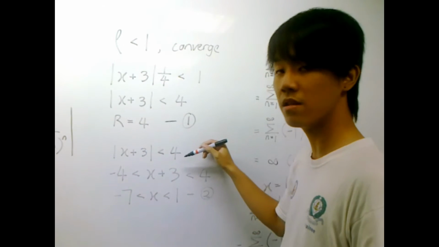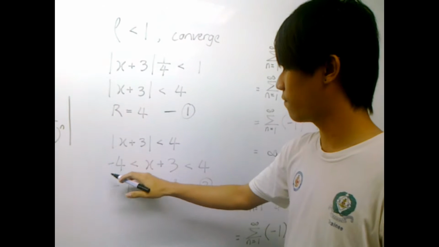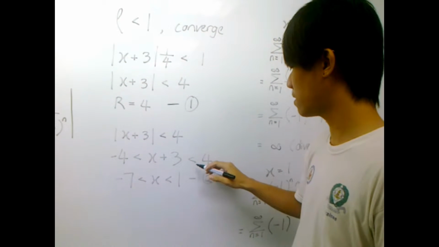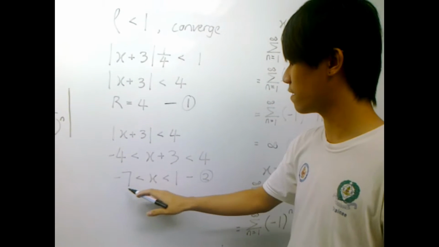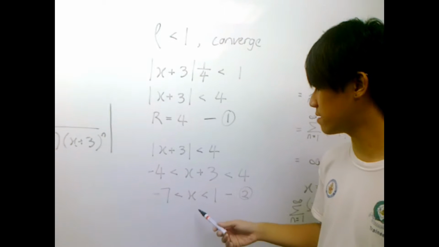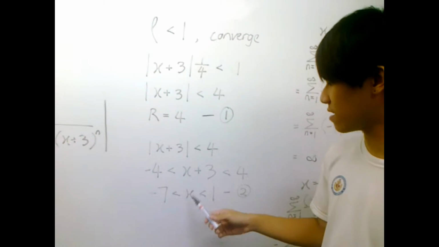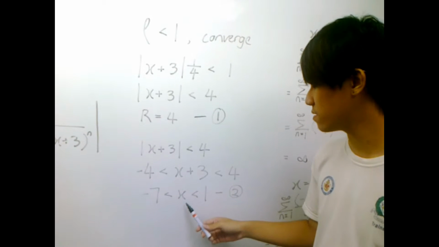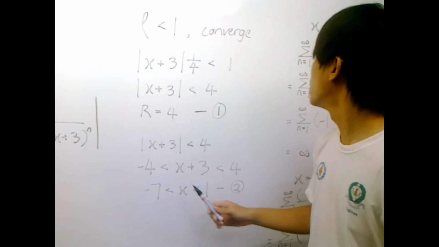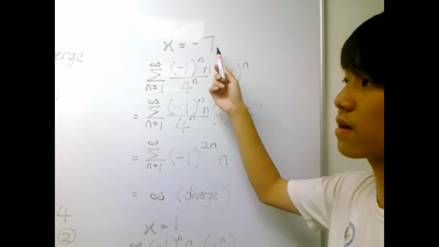And based on this, the interval of convergence would be negative 4 less than x plus 3 less than 4, which is negative 7 less than x less than 1. However, this is not the final answer, as we have to check whether it converges at the values x equals negative 7 and 1. Therefore, we have to substitute these values back into the series.